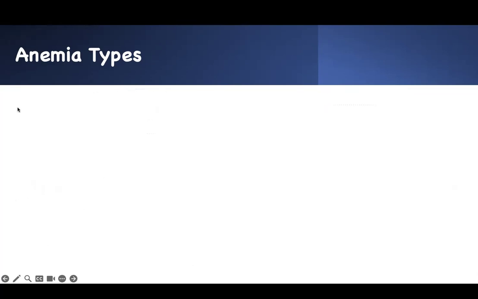Now, the first one we're going to talk about is iron deficiency. What is the problem? They lack iron. That's the number one cause of it. But what is the main idea? This is a microcytic disease. Therefore, MCV is less than 80.